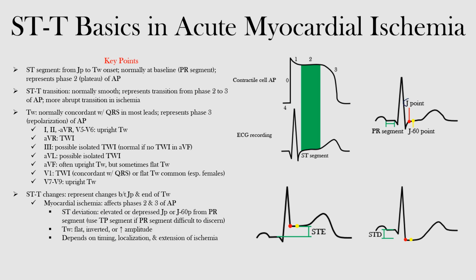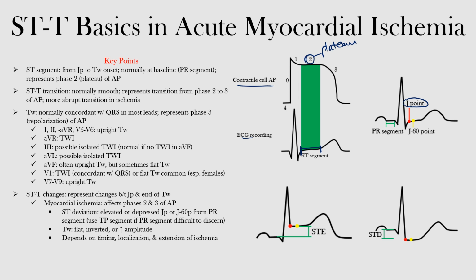So notice our J point is this point here at the end of our QRS complex, and then it goes up until the beginning of our T wave. So here, imagine our J point there, and this would be here. So highlighted in green, this region there is our ST segment. Okay, and we said that the ST segment occurs during this plateau phase, which is phase 2. So this is our plateau phase. Imagine this is our contractile cell, its action potential. This is our EKG recording, and we're seeing that during phase 2 we have this ST segment.